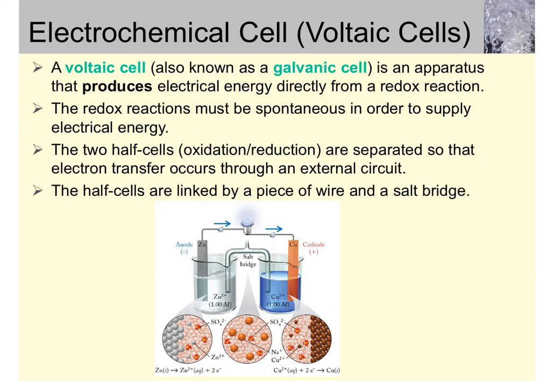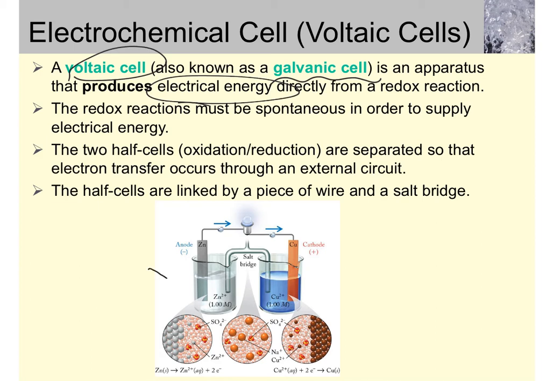Spontaneous electrochemical reactions, spontaneous redox reactions, are known as voltaic cells, also sometimes called galvanic cells. When I say spontaneous redox reaction, that's just as any spontaneous reaction is going to release a form of energy, and a redox reaction is going to release electrical energy. And so all batteries are spontaneous redox reactions.